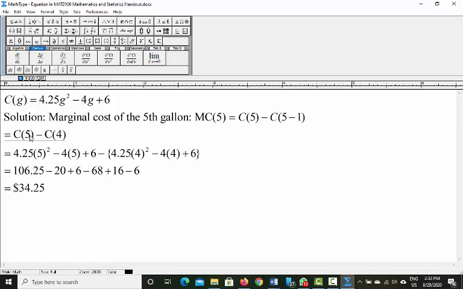Now we want to find C5. That means the value of g needs to be replaced by 5. Inside the bracket we have 5, so the value of g needs to be replaced by 5 here and here also. Now again we want to find C4. Now inside the bracket we have 4, so this g needs to be replaced by 4. Like that, if you calculate, this is the marginal cost of the 5th gallon.